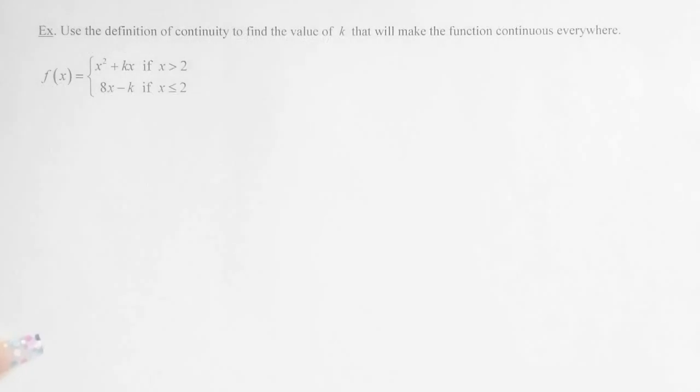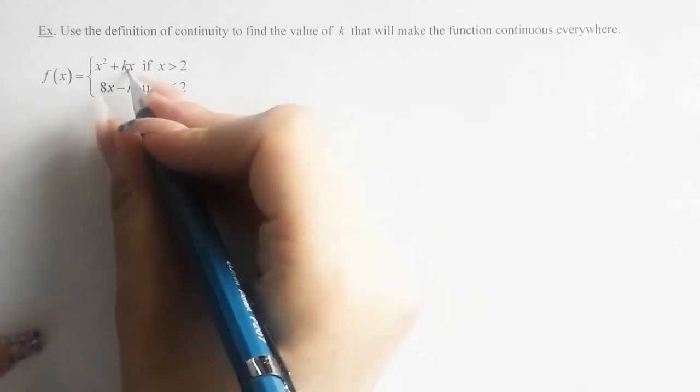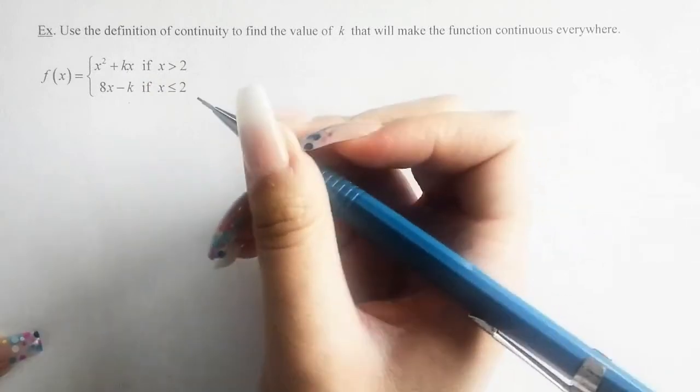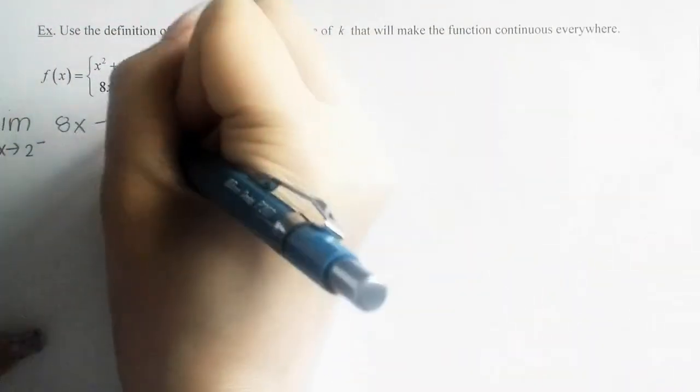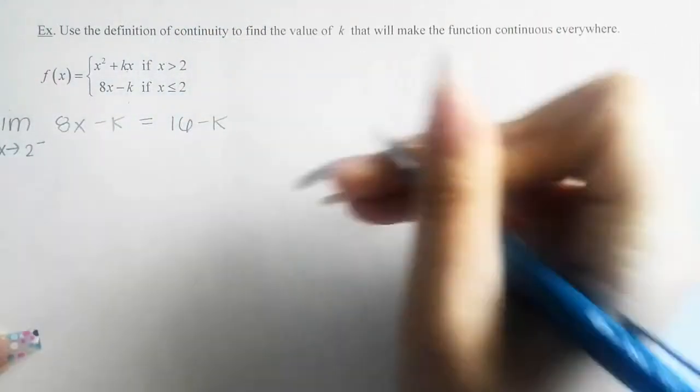Now, for this example, we need to use the definition of continuity to find the value of k that will make the function continuous everywhere. The first thing you see is, what in the world? We have k's everywhere. What are you going to do? Well, don't panic. First, let's compute the limit when x approaches 2 from the left side, meaning you have 8x minus k. This is going to be equal to 16 minus k. So this is your left side.